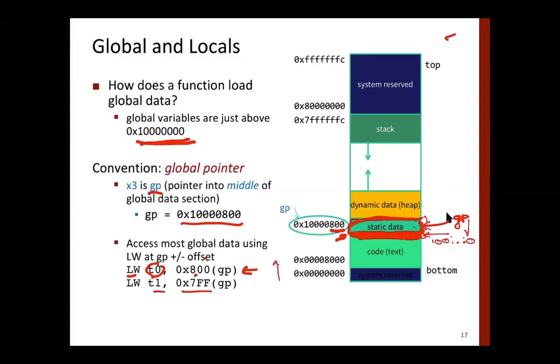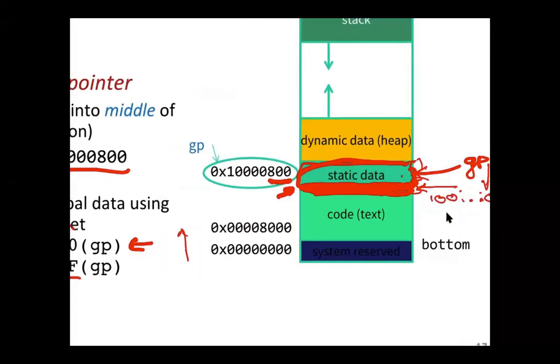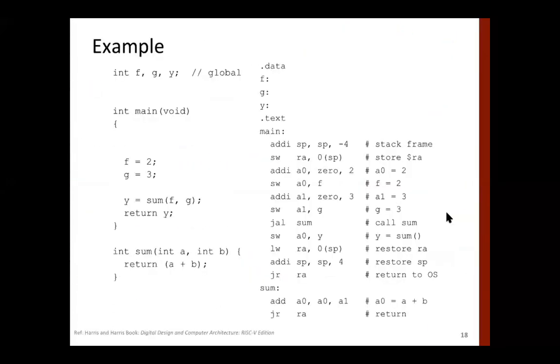All right, so this is how we access global data items. Here you understand it, right? So global data items we access with reference to the global pointer, and we find out the displacement from the global pointer, which is the middle of the static area, and then we get those data items. All right, let's move ahead.